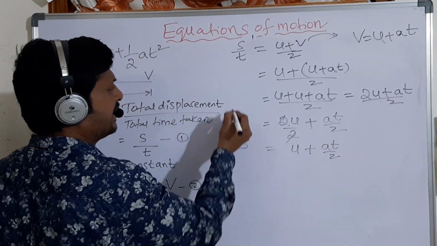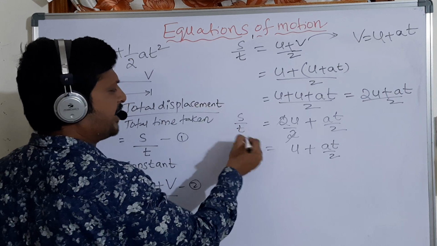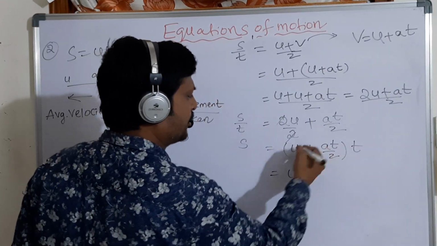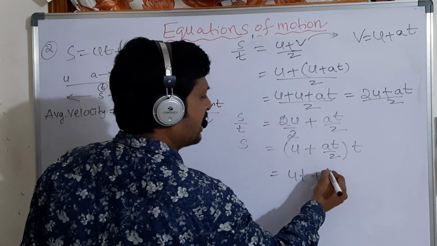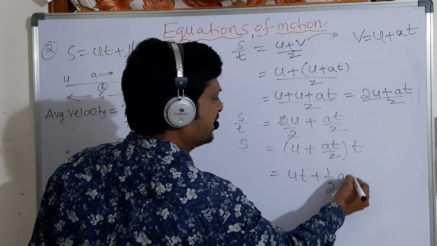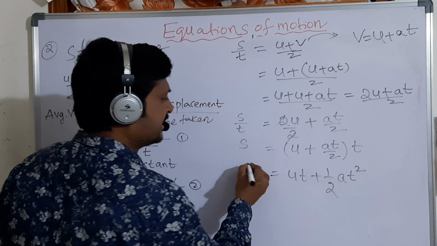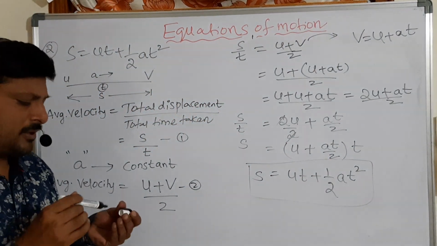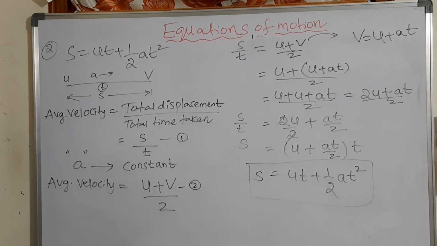Here this is s by t. If t goes to that side, multiplied, then s is equal to u into t plus half into a into t square, so s equals ut plus half at square. This is the second equation of motion proof. I hope the second equation of motion is clear to you.